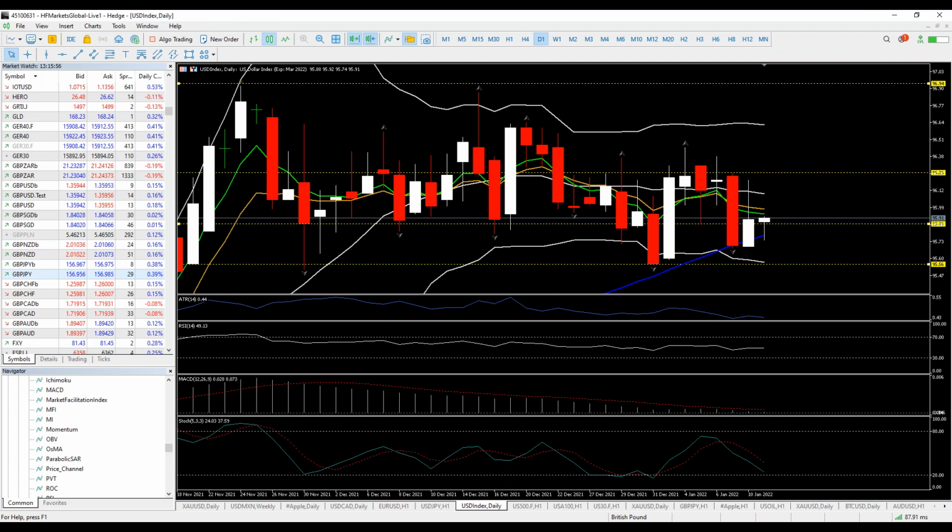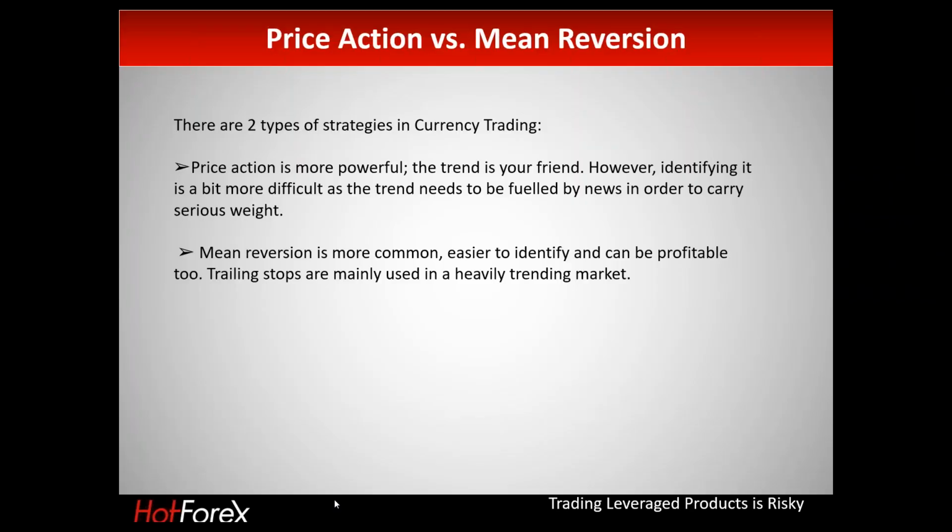I don't want to go through the mean reversion strategies right now because it's all about trailing stops right now, okay? So let's move on.